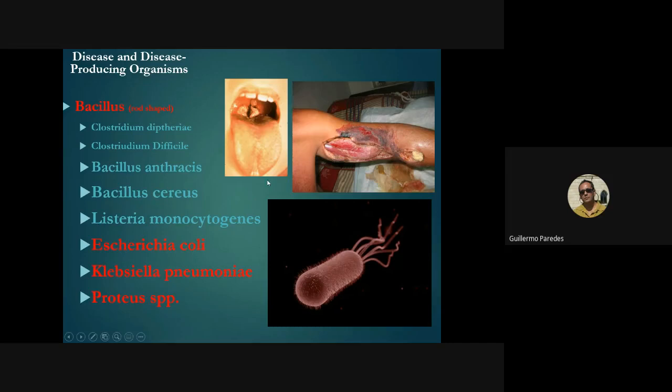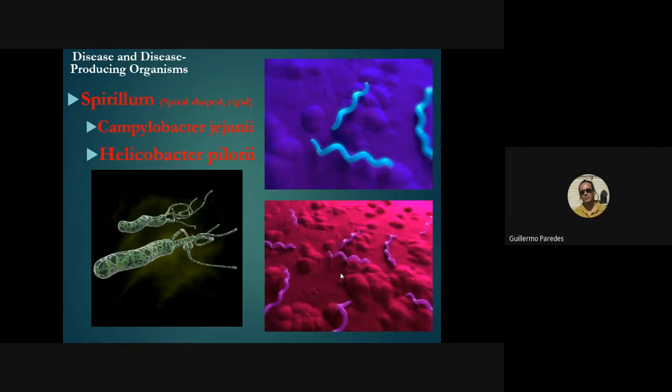All right, so bacillus, we have all these guys. This is the E. coli. That is a gram negative. Spirillum, we have the Helicobacter pylori. This is the one located in the stomach, and that is associated with ulcers. And 97% of the cases are associated with cancer of the stomach, carcinoma of the stomach. So Helicobacter pylori is sometimes asymptomatic.